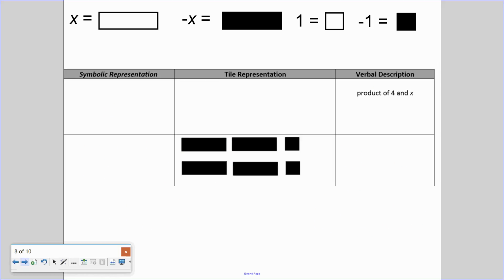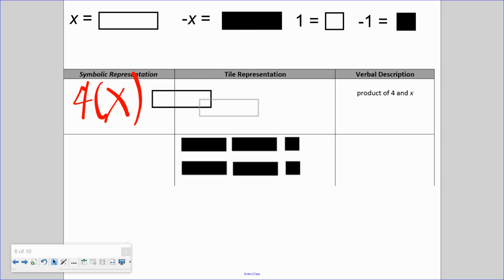Next one. Product of 4 and x. What does product mean? That means 4 times x. How would you represent it as 4 x's? 1x, 2x, 3x, 4x.